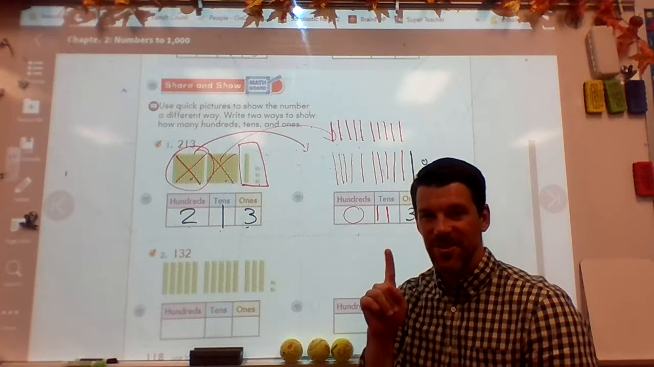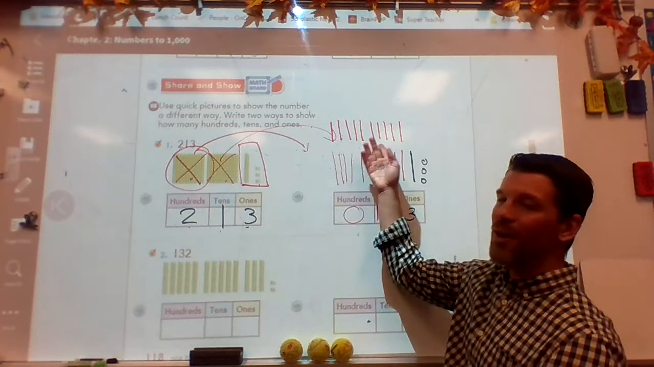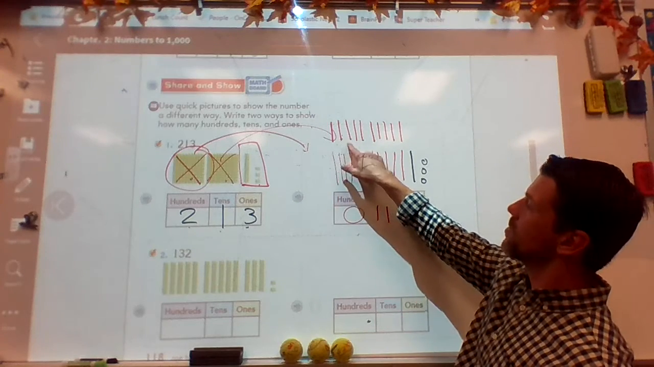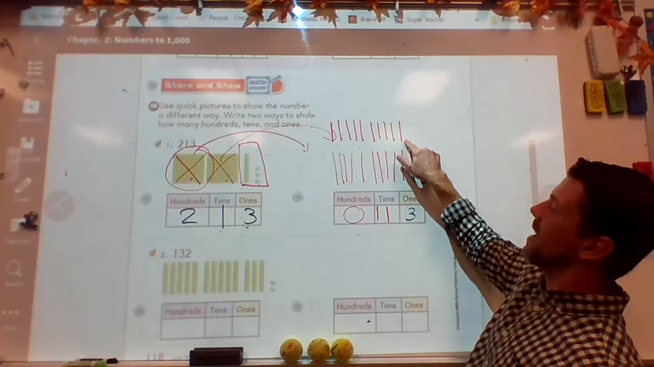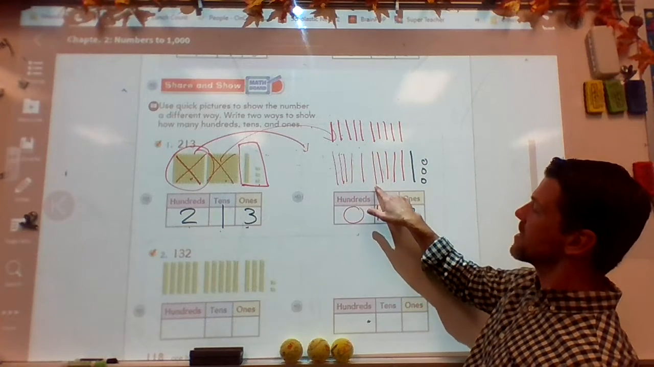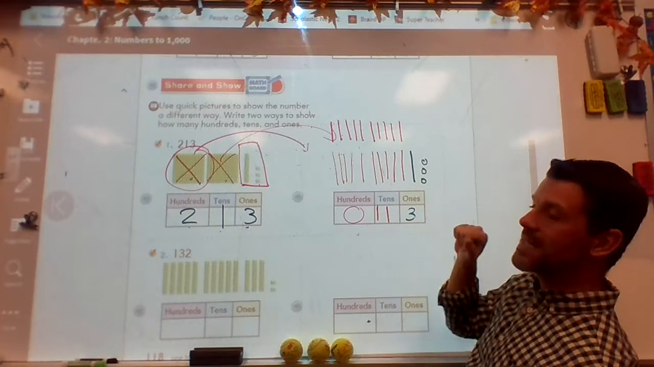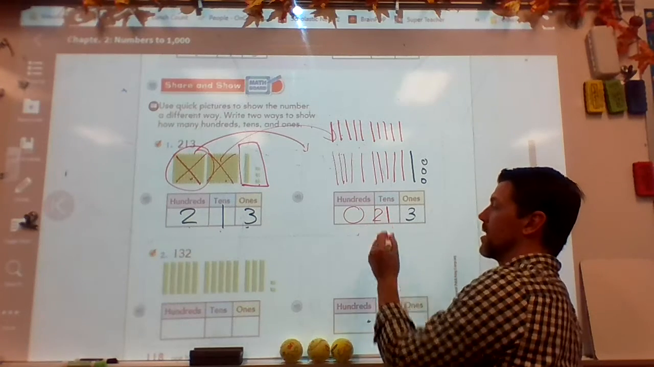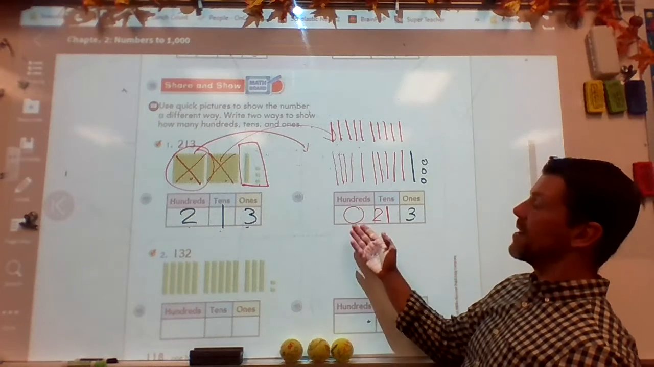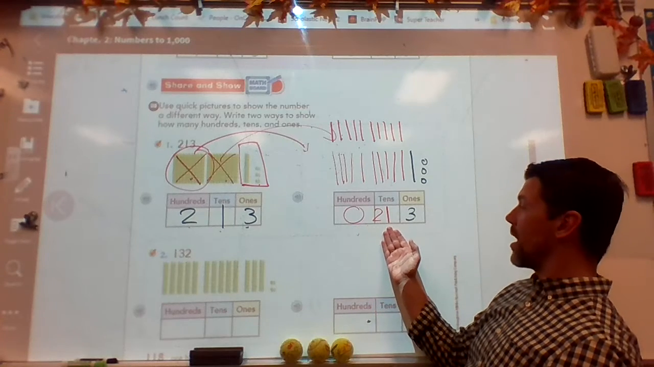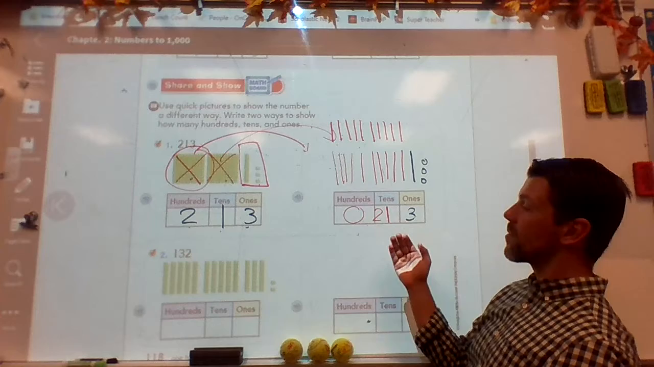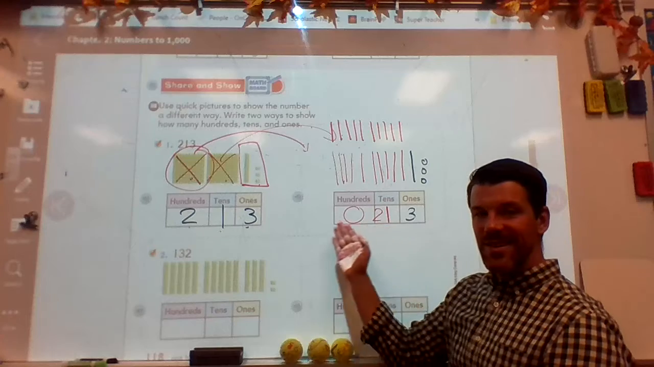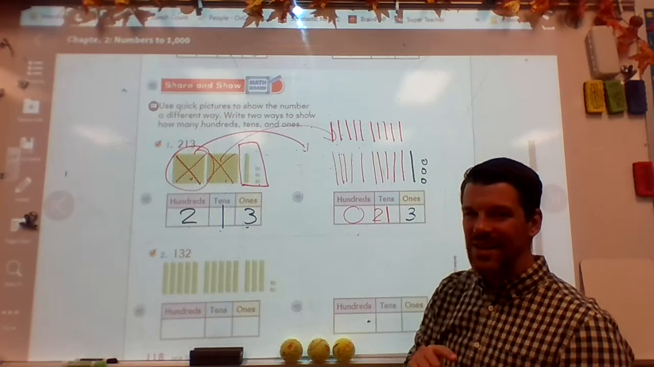Are we finished? No, no, no, because we have to count up all of our new tens along with the tens that we already had. So let's count them together. 1, 2, 3, 4, 5, 6, 7, 8, 9, 10, 11, 12, 13, 14, 15, 16, 17, 18, 19, 20, 21. So I just erased that and put my 21 there. All right, so now we have 0 hundreds, 21 tens, and 3 ones. Does anybody see a pattern between these two? Look for that as we go along.